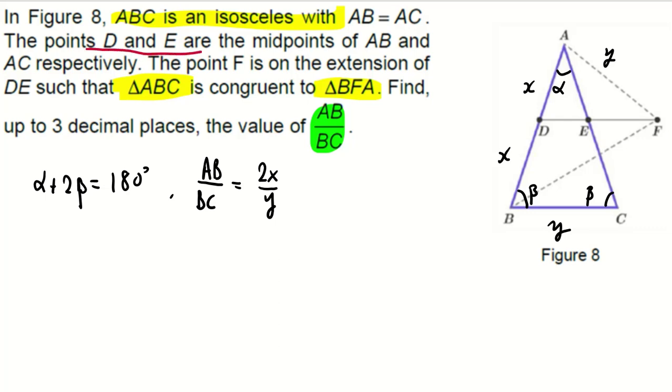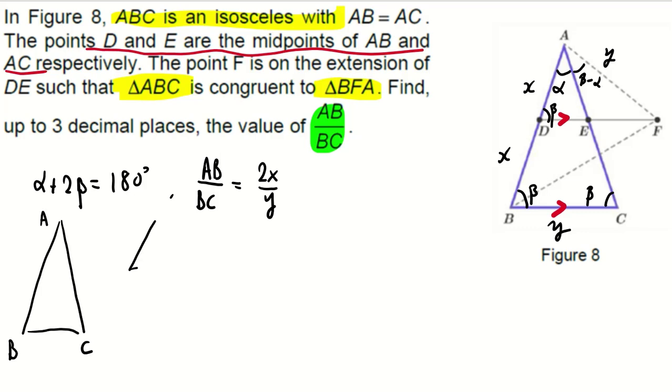Note that D and E are midpoints of AB and AC respectively, which means that DE is parallel to BC. This means that the angle ADF is equal to the angle ABC, which is equal to beta. And we also know that the angle ABF is also equal to beta, and therefore this is beta minus alpha.